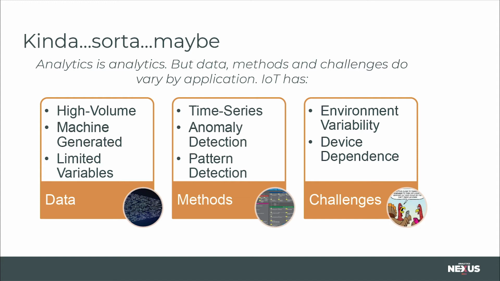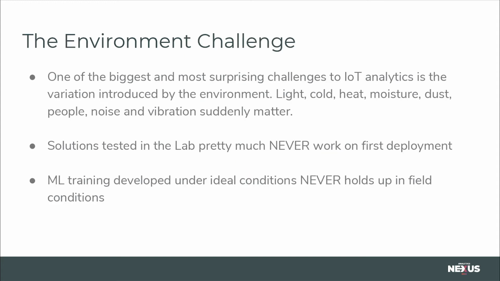I think the two big challenges that I've found in dealing with IoT data come from things that ought to be obvious, but as an analyst can really surprise you. One is environment variability, and the other is device dependence. What do I mean by these? Well, these I think are worth drilling down to in a little more detail. So let's talk first about the environment challenge.